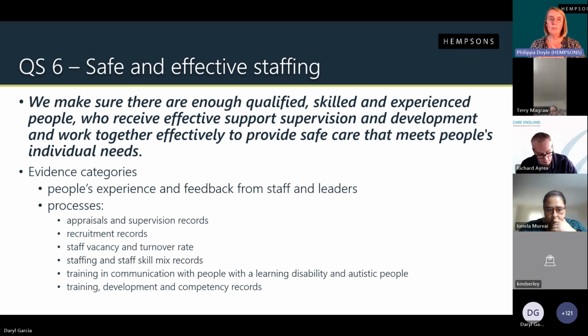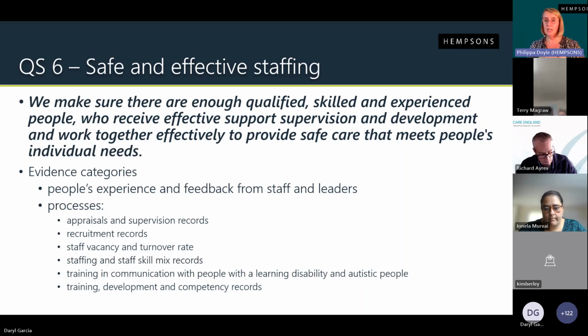They'll go through your recruitment records. They'll look at your staff vacancies and turnover rate. Have you got stable staffing within your service? They'll look at your staffing levels and skill mix records. Have you got a decent dependency tool, so that you've got clarity over the complexity and dependency of the people in your service, and you can evidence to CQC, by reference to that tool, how many people you've got on shift at any one time? But also what are your business continuity plans? If and when staff don't turn up for work in the morning, what do you plan?